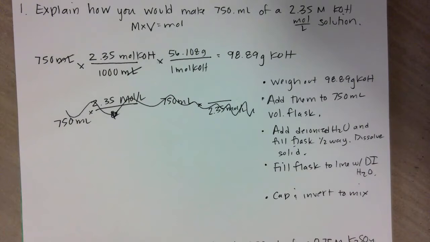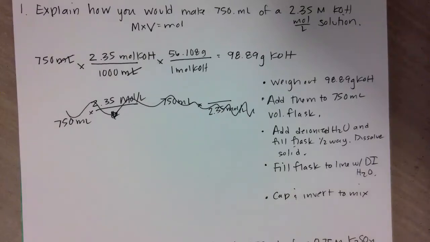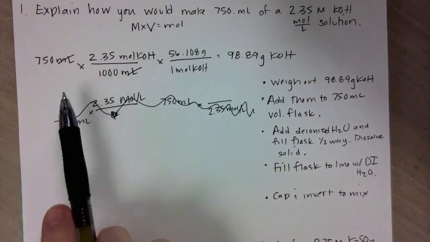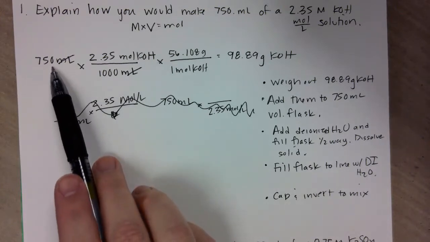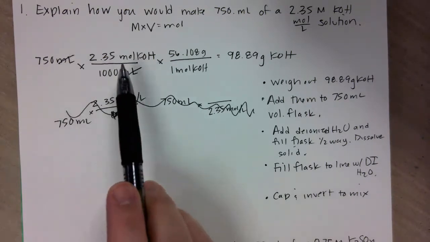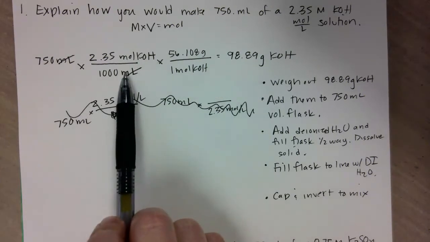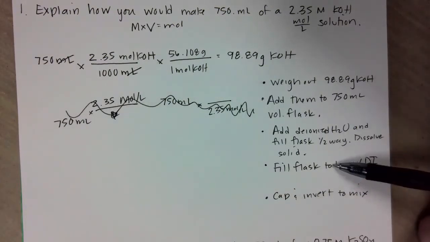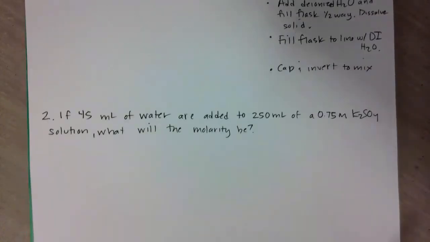Okay, so if they walk you through and ask you how to make the solution, you show them the math, then you explain how. In the past, I have had students who literally write sentences that say 750 milliliters times this, and they wrote this out in words. They don't want that. The math is support enough for the mass. You just need to explain how you actually do it. Okay, so that is the example for making a solution from a solid.